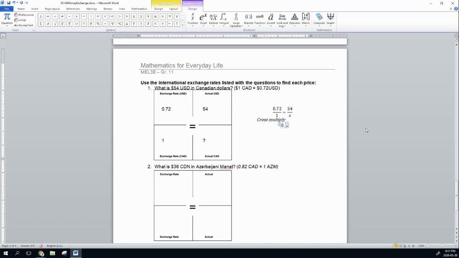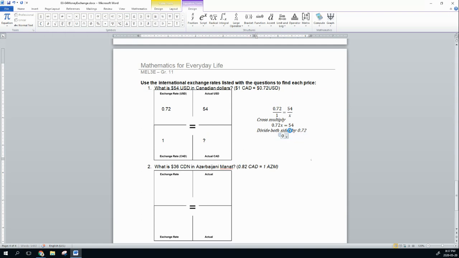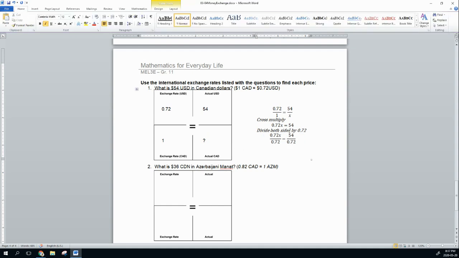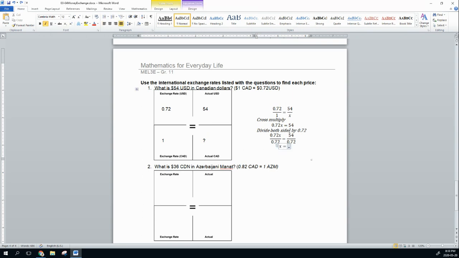So on the left side, I'm going to have 0.72x is equal to 54 times 1, which is itself. Now I'm going to divide both sides by the coefficient of x. Coefficient just means the number that is beside my variable. So in this case, 0.72. If I divide 0.72x by 0.72, that is going to equal 1. So I'm going to write 1x is equal to 54 divided by 0.72. Let me pull up the calculator.